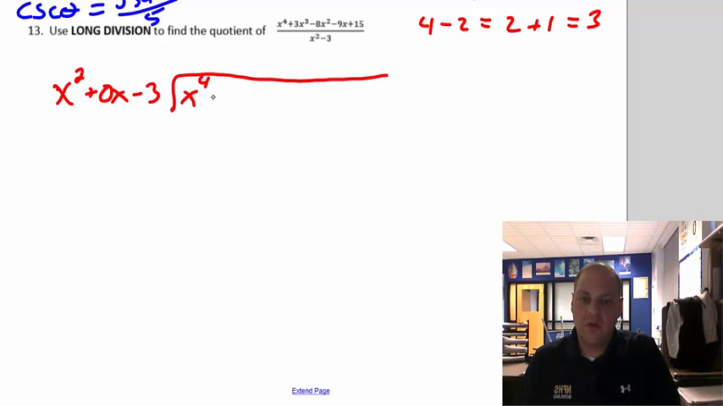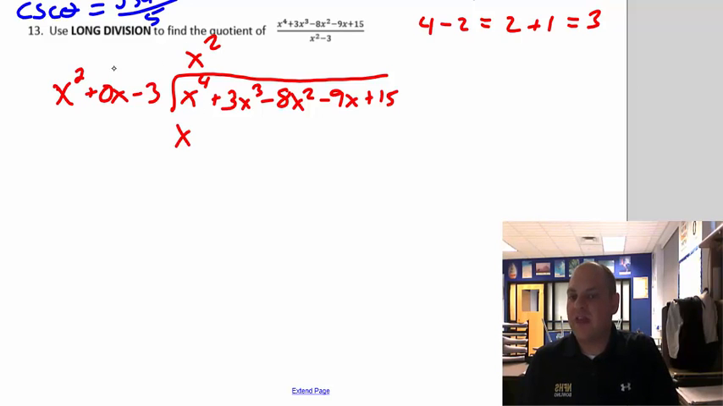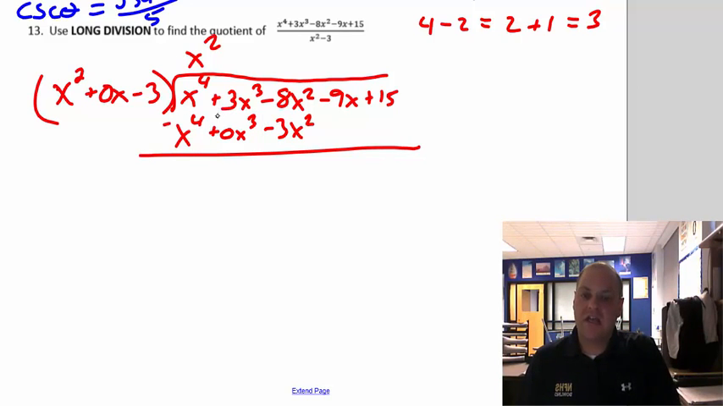x to the 4th plus 3x to the 3rd minus 8x squared minus 9x plus 15. x squared goes into x to the fourth x squared times. You multiply this times all of these. Got to multiply the x squared times all of these. It's going to be x to the fourth, 0x to the third, and then minus 3x squared. And then change the signs. I get, boom, 3x to the third. I get negative 5x squared. And I bring down negative 9x.